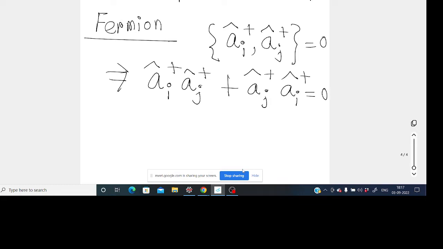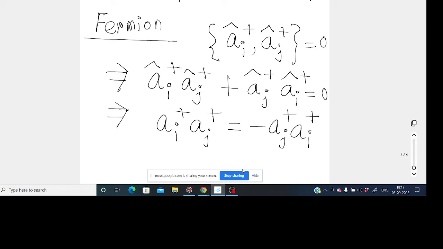So here we have a plus sign here. So a_i† a_j† is equal to minus a_j† a_i†, okay? Now here also we'll act it on the vacuum state, okay? Then you will get |ij> equal to minus |ji>.